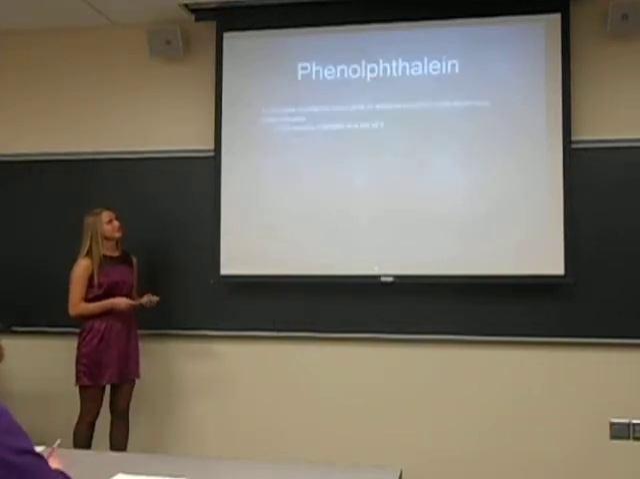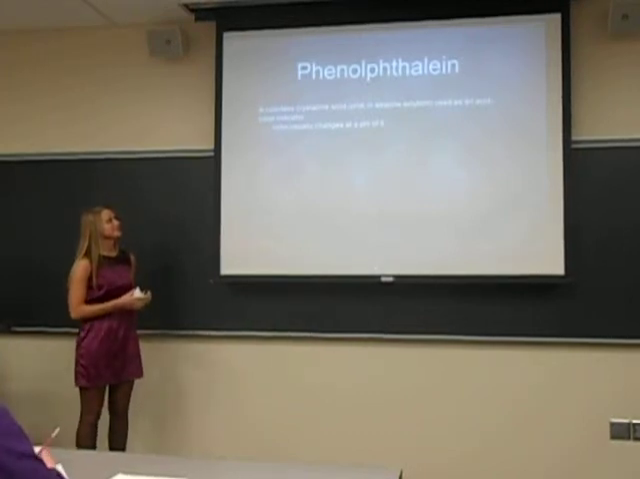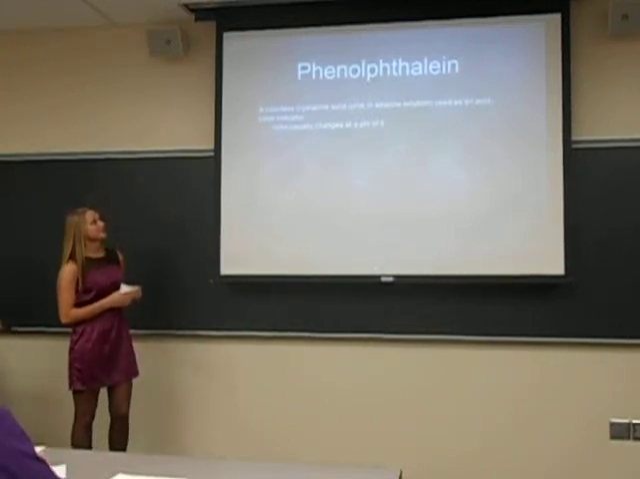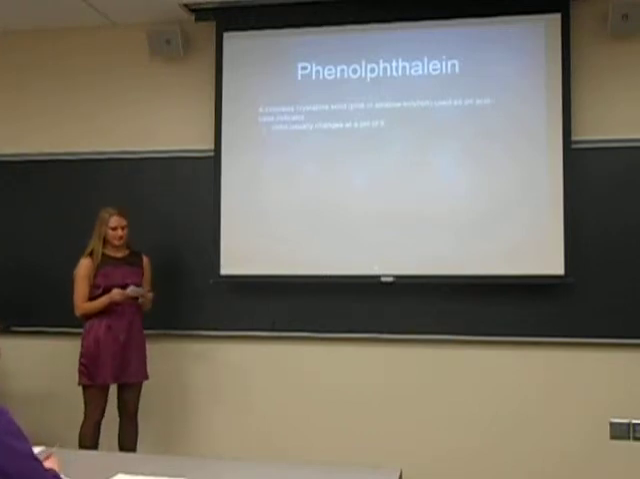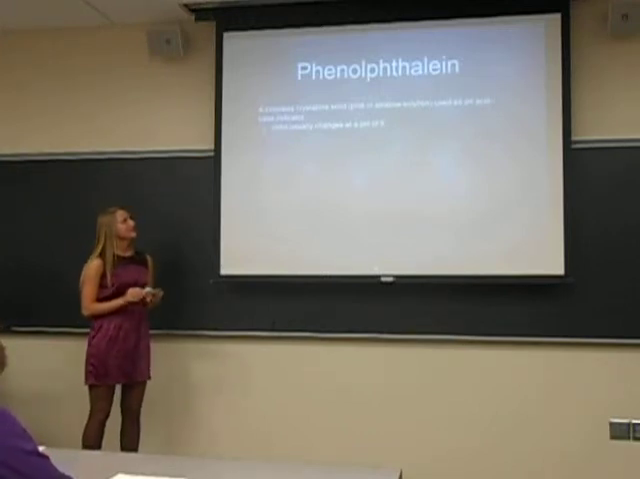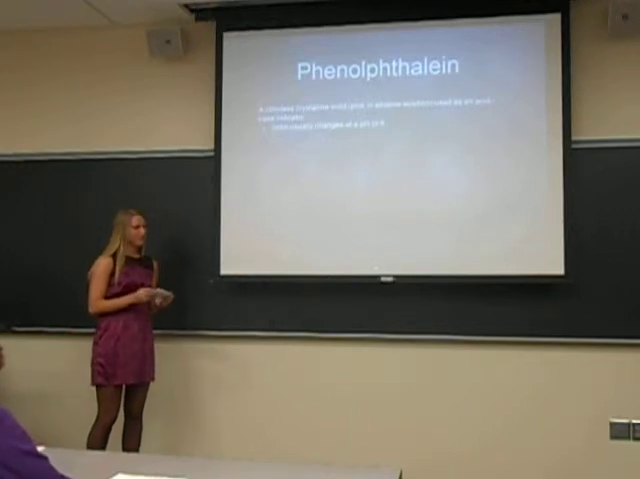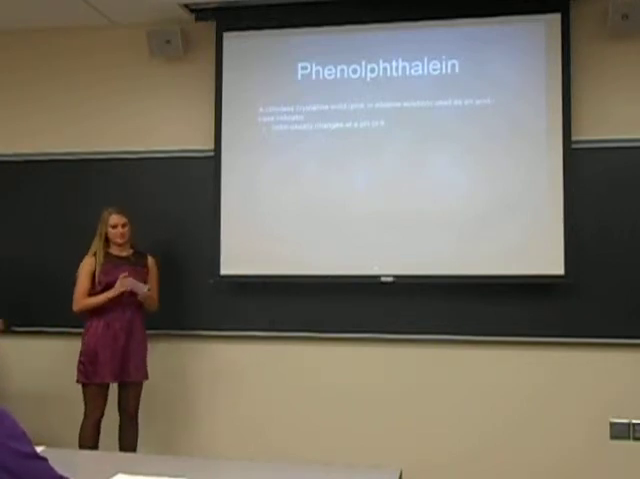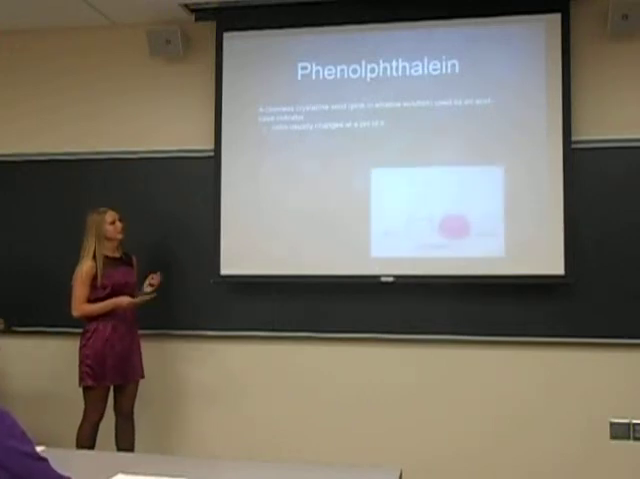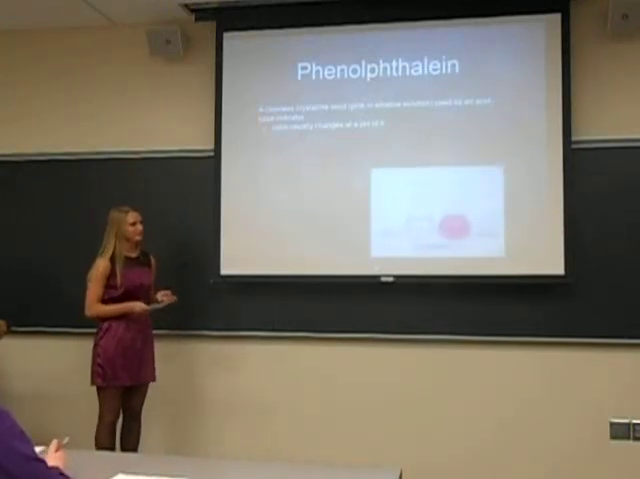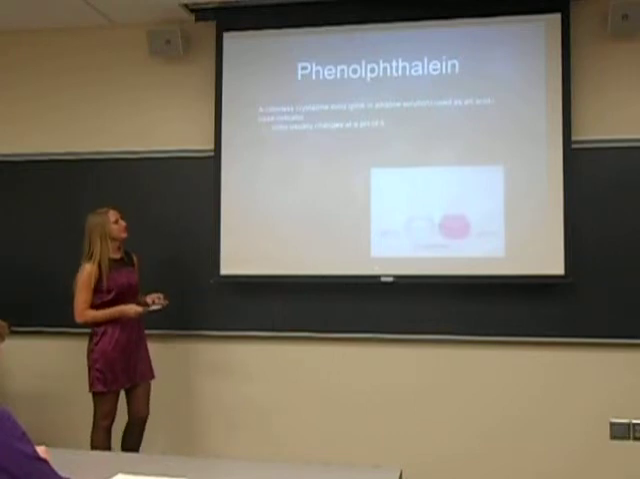So phenolphthalein is just a colorless crystalline solid, or it's pink in an alkaline solution, and it's an acid-base indicator, and the color usually changes when the pH is about 8. And that's just a picture of the phenolphthalein at different pHs.